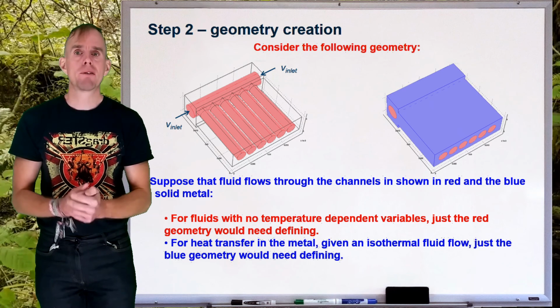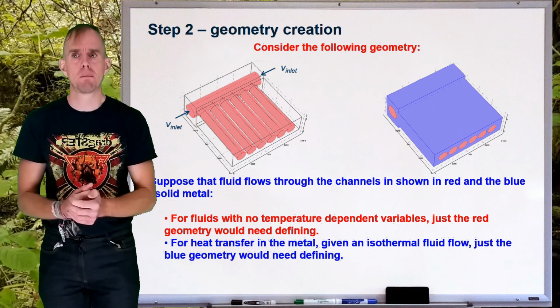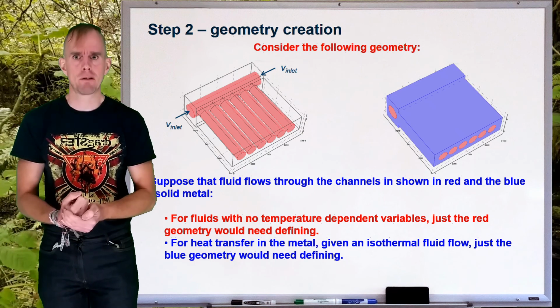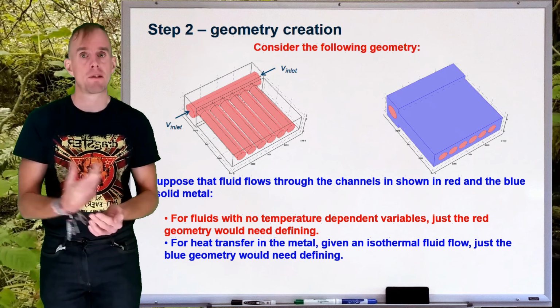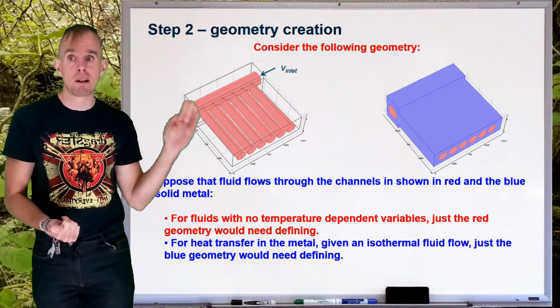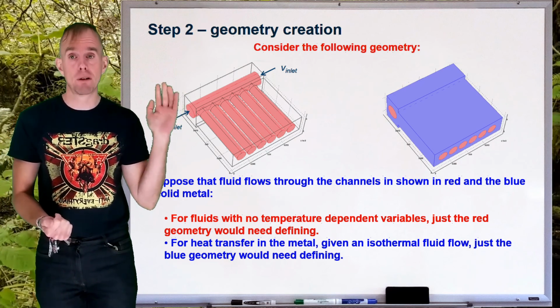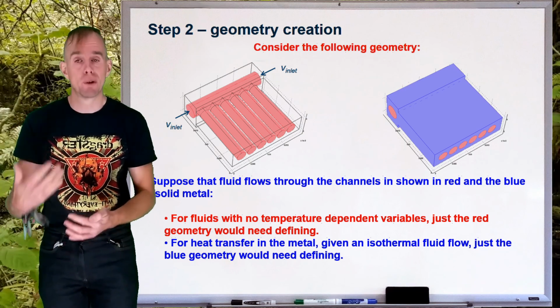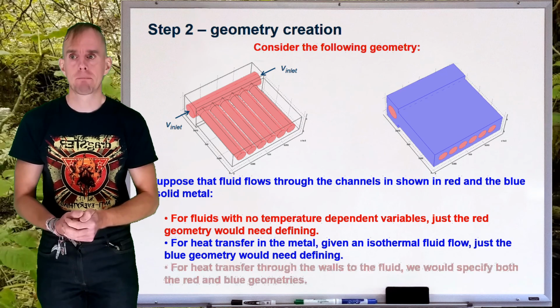If however we have a combined heat transfer and fluid flow problem, and the fluid's material properties are temperature dependent, for example the viscosity reduces with temperature, as happens commonly, then we need to define both the red part and the blue part. The blue part would be the heat transfer problem. The red part would be the combined fluid flow and heat transport problem.